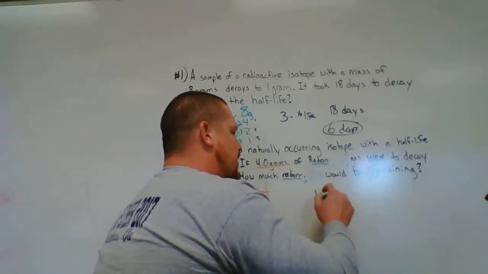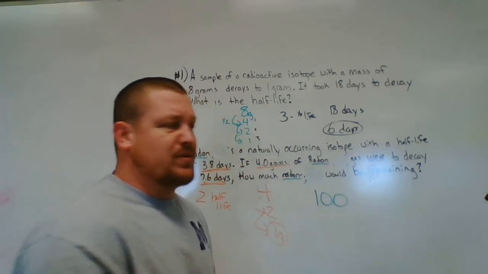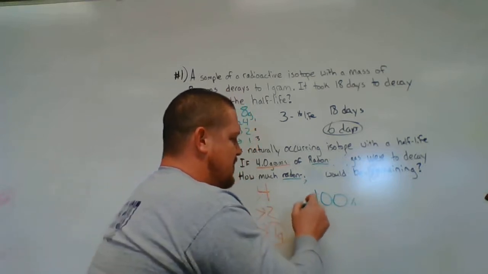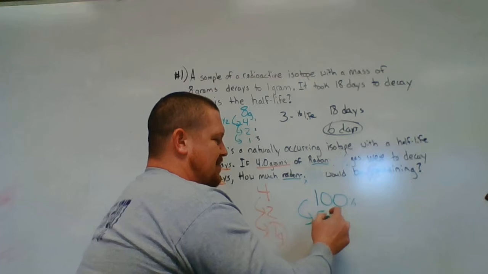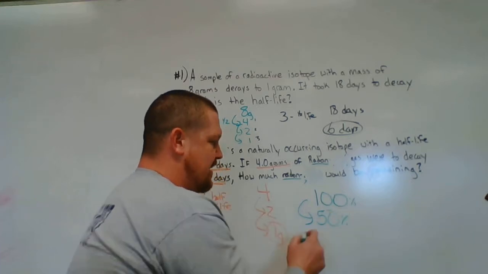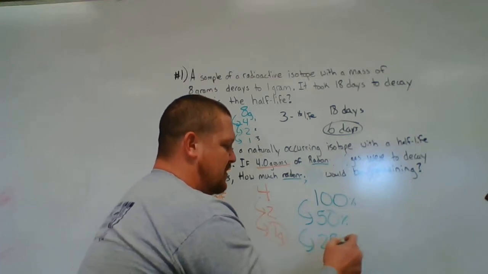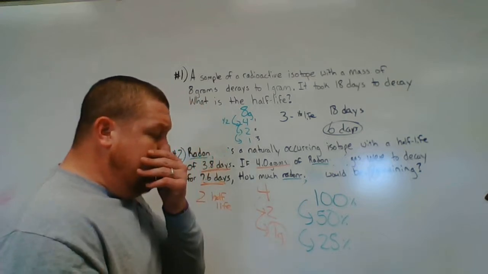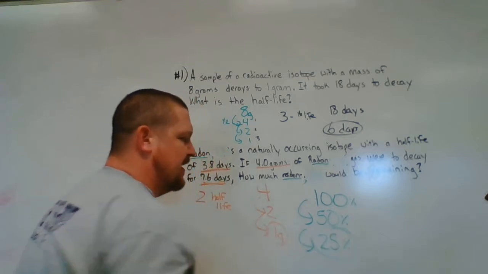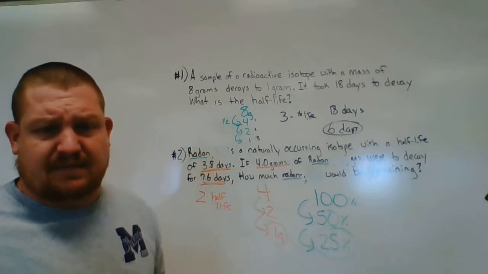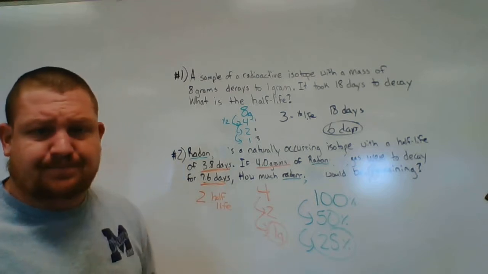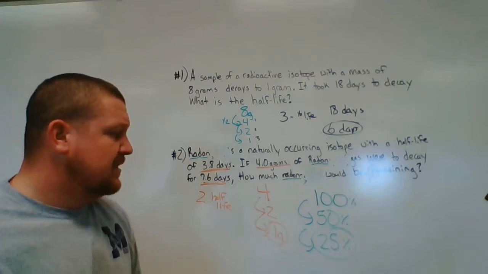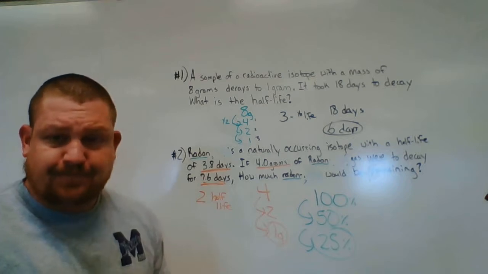So we've got 100%, and we're going to go through 2 half-lives. After 1 half-life, we're at 50%. After another half-life, 25%. So after 2 half-lives, there's 25% left, or 1 gram. 25% of 4 grams is 1 gram.